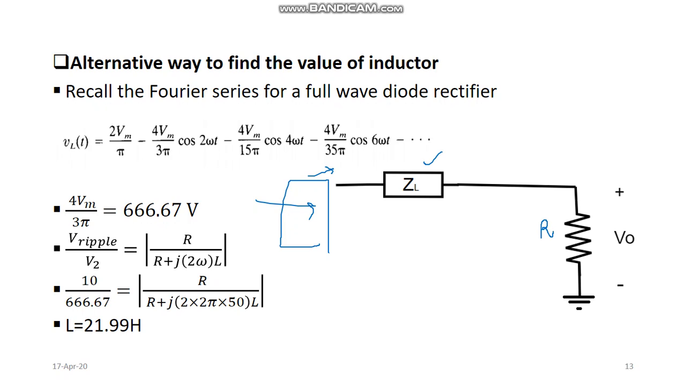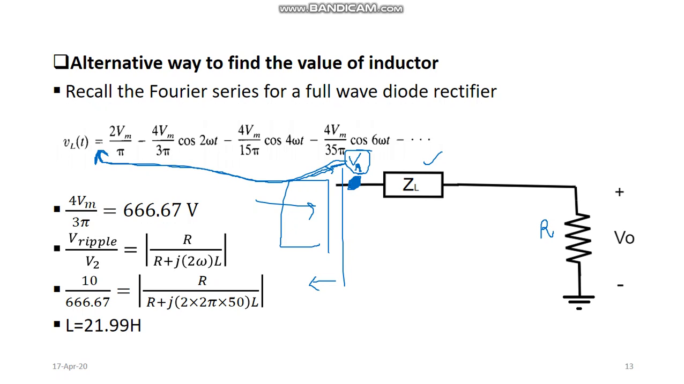So if I ignore the part behind this impedance ZL, at this point I know the output voltage of the rectifier, which I had called V1 in my previous slides. This is V1 or VL, I can say. VL or V1 is the voltage obtained at this point, and it is the output of the rectifier.